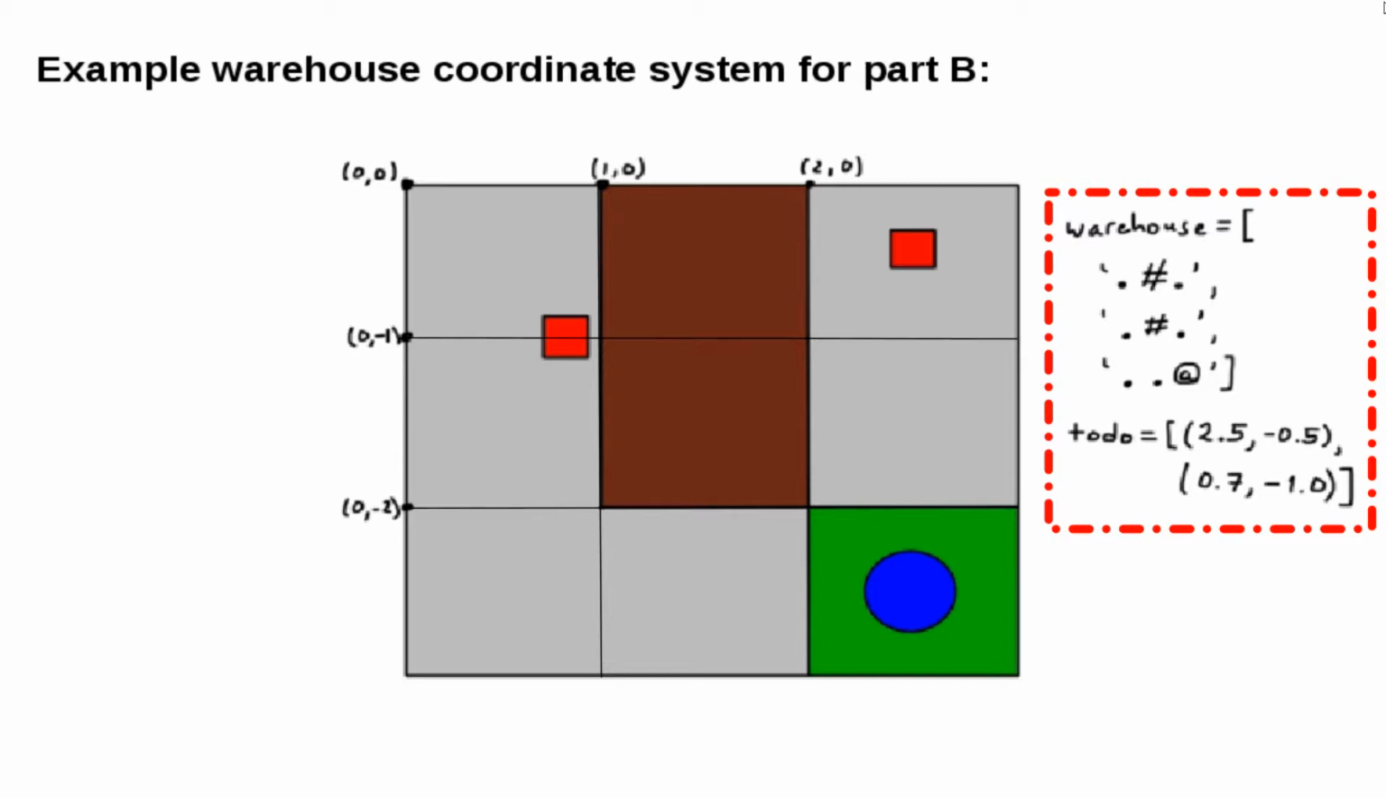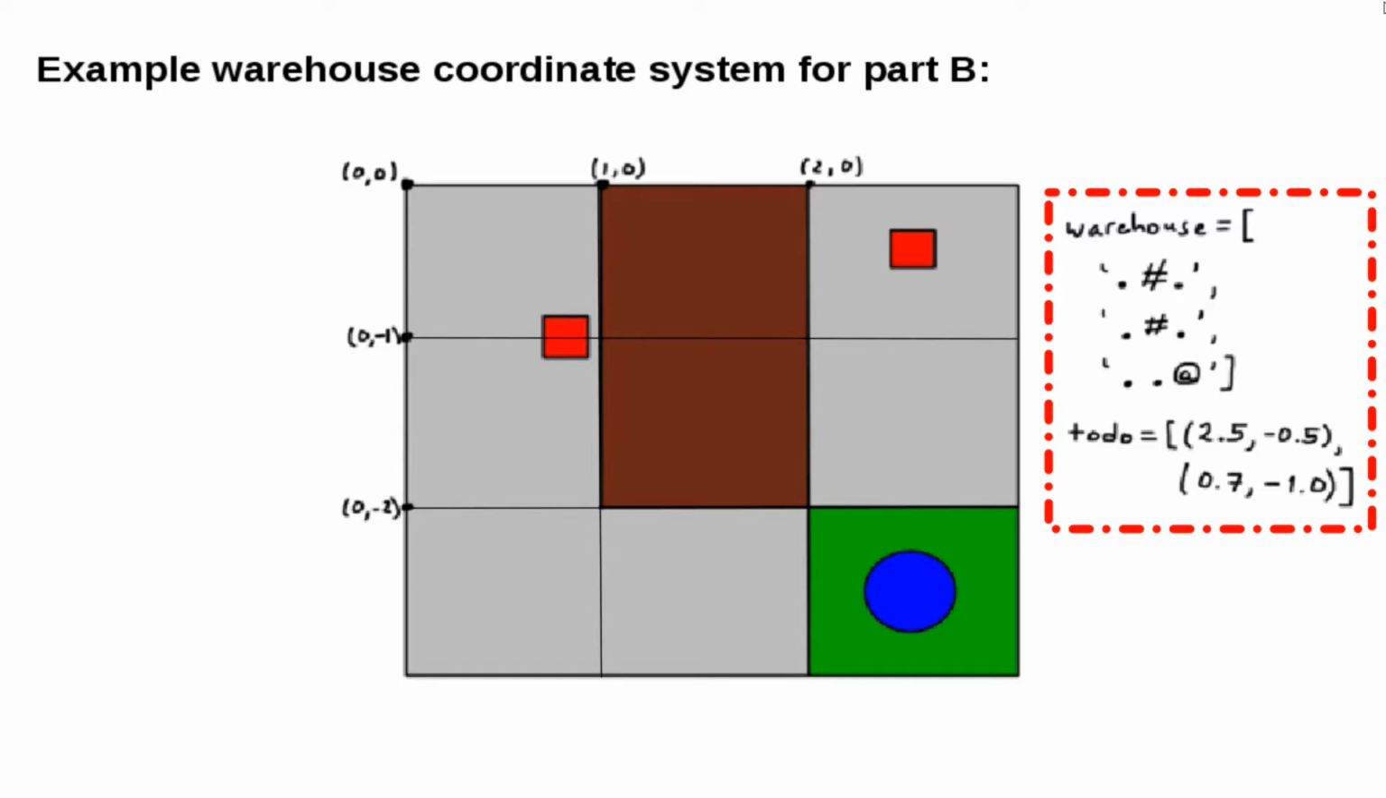You are going to have a warehouse list and then a to-do list. In the warehouse list, you're going to have a list of strings that are going to describe the warehouse, where a period is an empty cell that's traversable by the robot. A hash sign is an obstacle that you cannot pass, and the @ symbol is the drop zone where you have to drop packages off at, and where your robot starts.